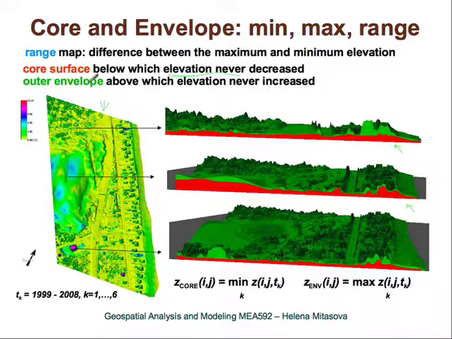The outer envelope is the opposite. It is the maximum elevation measured for each grid cell, and it is the elevation above which elevation never increased. So the core surface and outer envelope surface essentially define a dynamic layer within which the evolution of the topography happens. And here is the mathematical expression of the core and of the envelope.